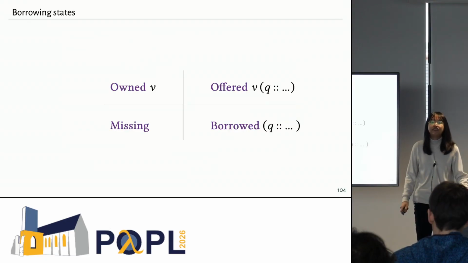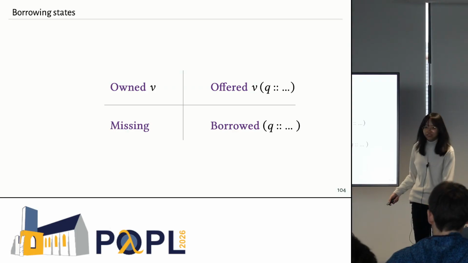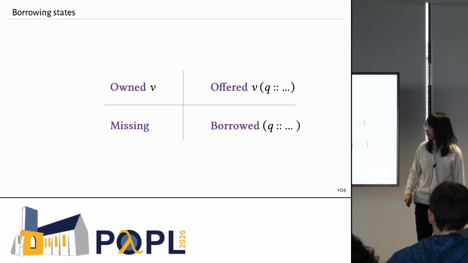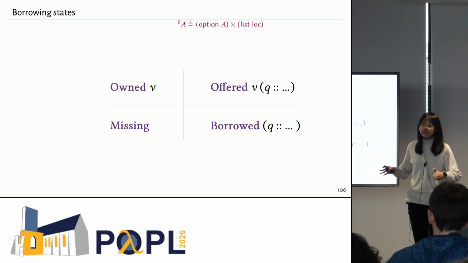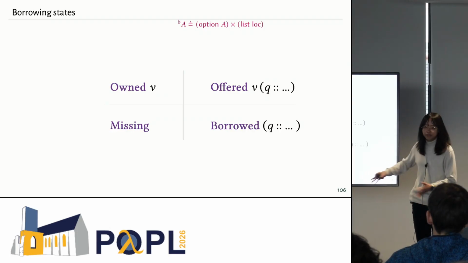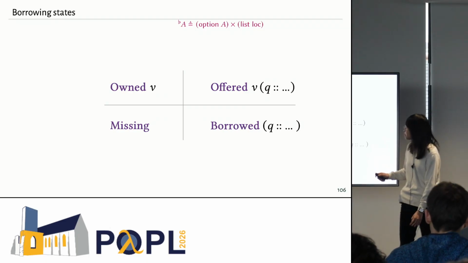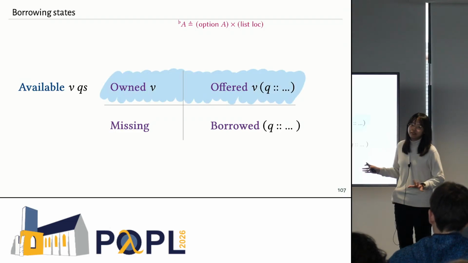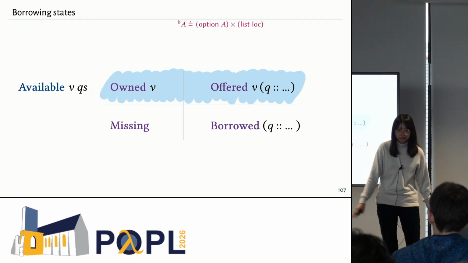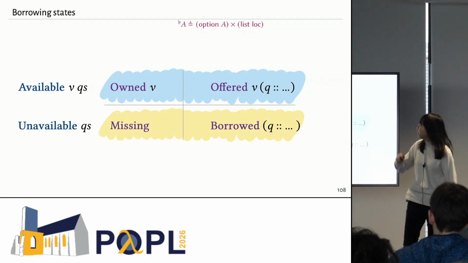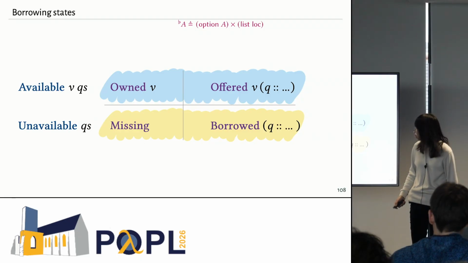And we say that we have 4 different borrowing states. They are owned, offered, borrowed, and missing. They are actually modeled by a pair of an option of value and a list of aliases, a list of exposed pointers to that specific object. When the option is some, we say that the value is available, so we have an aggregated state called available. On the other hand, if the option is none, we say that the value is unavailable.